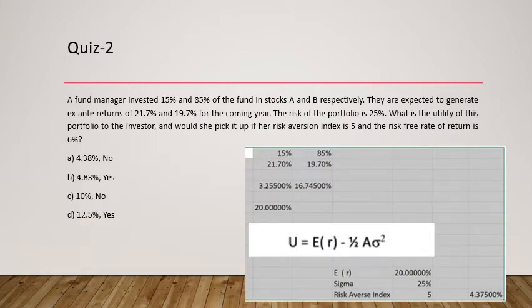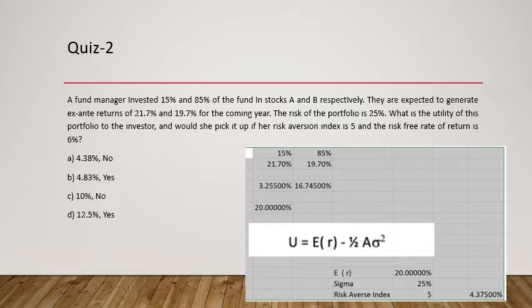And in this question, what I have done is that I have worked on a calculation to help you understand. So the answer has been apparently given in the slide only. So let me share it with you. This question is that a fund manager invested 15% and 85% of the funds in stock A and B. Okay, they are expected to generate ex ante return of 21.7% and 19.7% for the coming year. The risk of portfolio is 25%. What is the utility of this portfolio to the investor, and would she pick it if her risk aversion index is 5 and the risk-free rate of return is 6%?